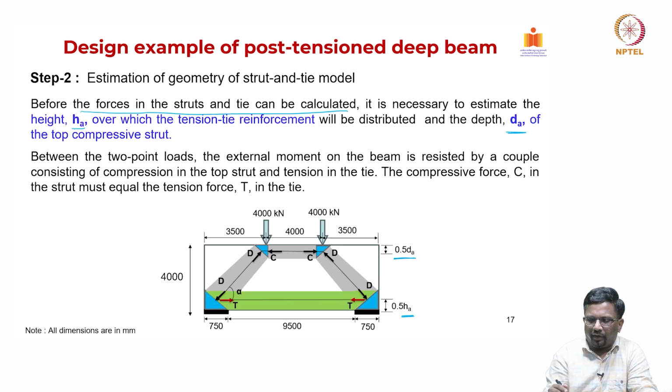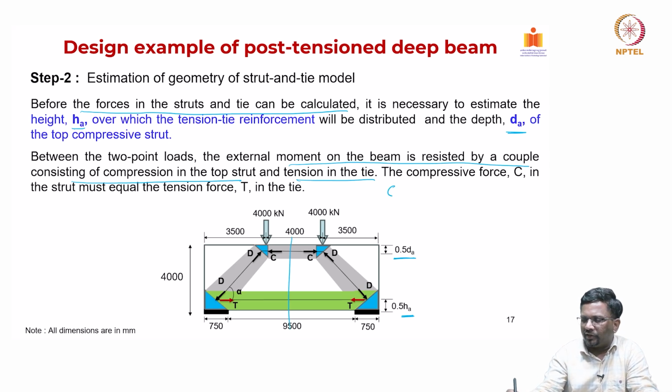Between the two load points, we have also seen that external equilibrium and internal equilibrium have to be satisfied, right. So, between the 2 point loads, the external moment that is created should be resisted by a couple consisting of compression in the top strut and tension in the tie. That means what does it say? If I take a free body diagram, this C and T have to be equal.